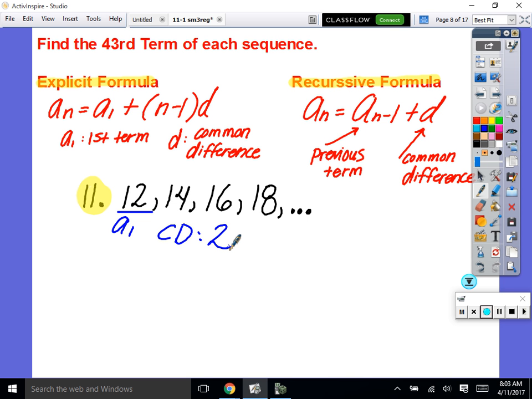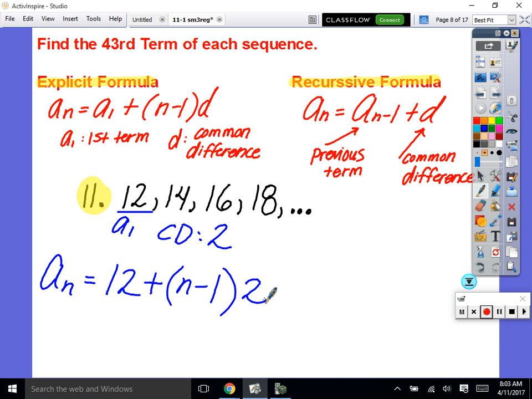So now let's write the explicit formula using this formula for this sequence. So we're going to say a sub n, which means any term in the sequence, will be equal to a sub 1, what's my a sub 1? 12 plus, now in a minute we will plug in 43, but right now we're just using the variable n. So n minus 1 times the common difference, which is 2. Now we have a formula that will allow us to find any term in this sequence.